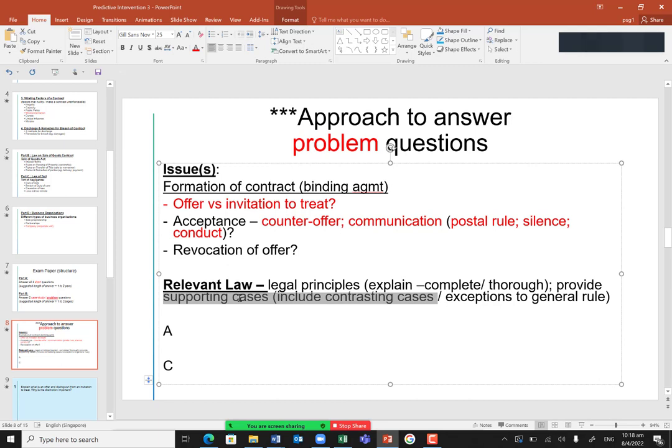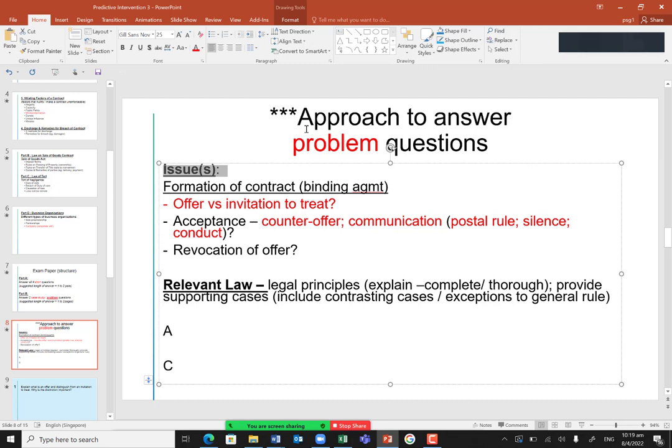I find sometimes in exams, students just simply vomit out whatever they have studied or whatever they remember. Oh, there's a case on offer, and they put the case. Oh, there's a case on ITT, they put the case. But is that case relevant? Relevant to what? Relevant to the issue. So if the issue is on advertisement, then refer to cases concerning advertisement. If the issue is involving something else, try to find the most relevant case.